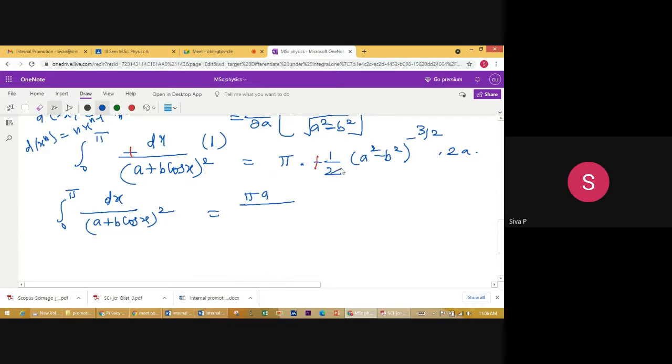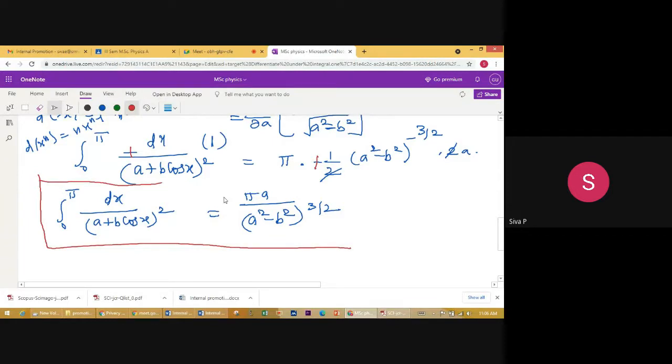So this 2 gets cancelled. Pi a divided by a square minus b square whole power 3 by 2 is the first result.